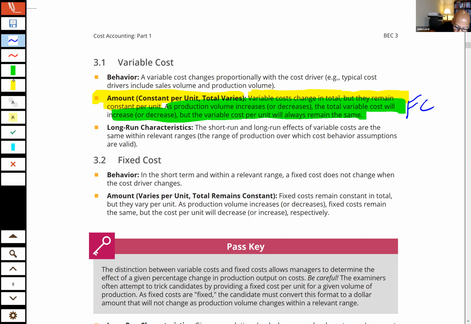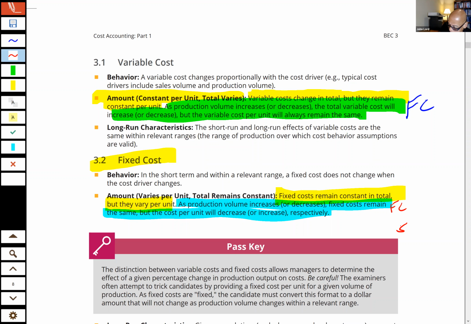Now when you look at our fixed cost, fixed costs remain constant in total, but they vary per unit. So as production volume increases or decreases, fixed costs remain the same, but the cost per unit will increase or decrease respectively. Let's go ahead and flashcard that, but let's use a simple little example. Let's say my fixed costs, FC there stands for flashcard, are 100,000, and I produce 1 unit. What are my fixed costs per unit? Not a trick question. 100,000.